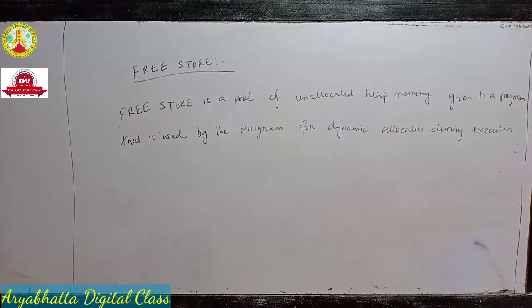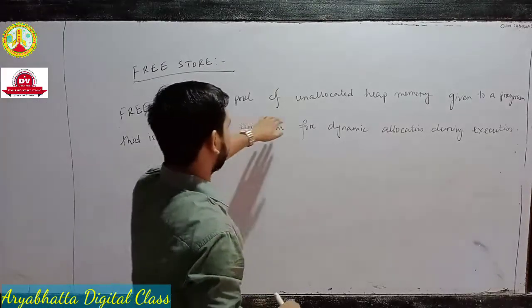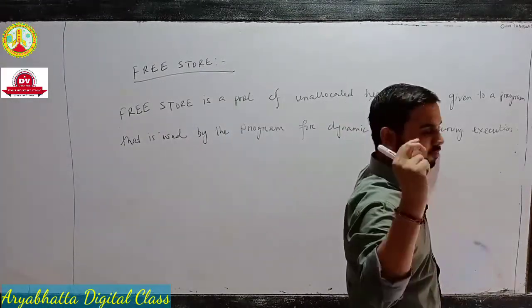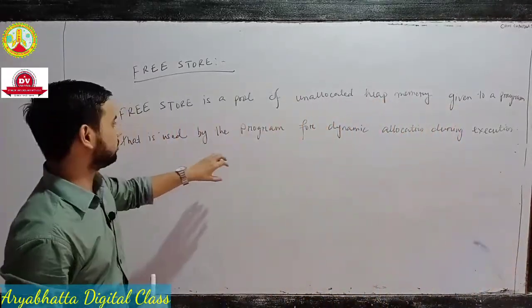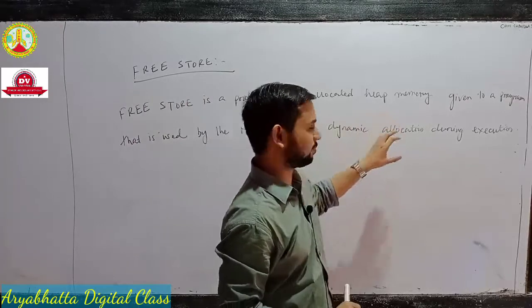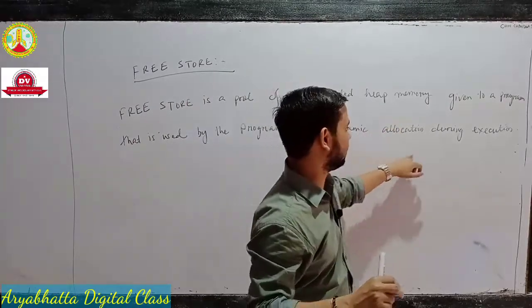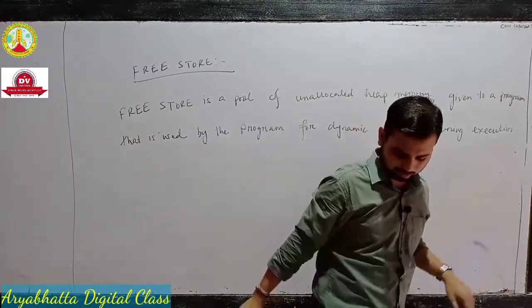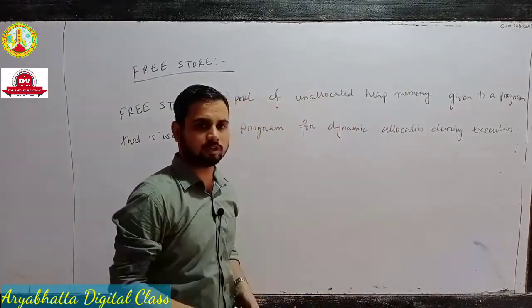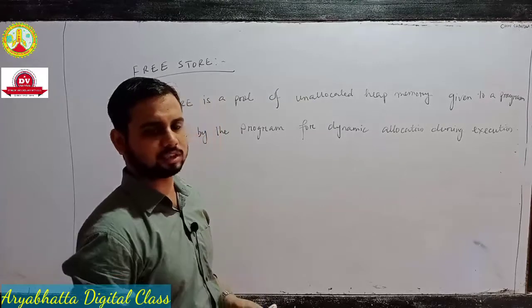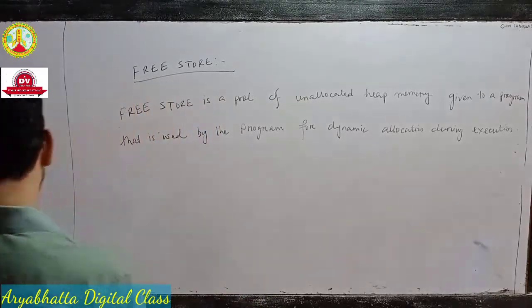I already told you, this is a free storage, a pool of unallocated heap memory, given to a program that is used by the program for dynamic allocations. It means we have to use two operators, new and delete, during execution, meaning during the runtime. And what is dynamic memory allocation? The memory will be allocated during the runtime. Static means during the compilation time, right?